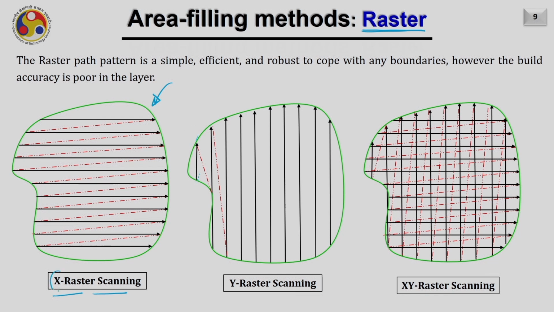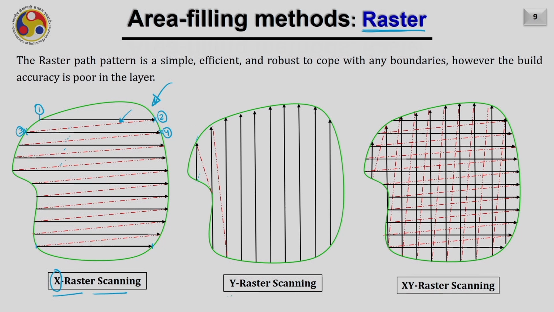Why are we calling it X raster? Because the scanning passes are along the X axis. This red path is showing the tool moving in air. Means the tool is going from point 1 to 2, depositing the material, and then it gets switched off here, lifted up, then goes to a new position at location 3 and then deposits from 3 to 4. Of course, these red passes, like I said, are the movement of the tool in the air.